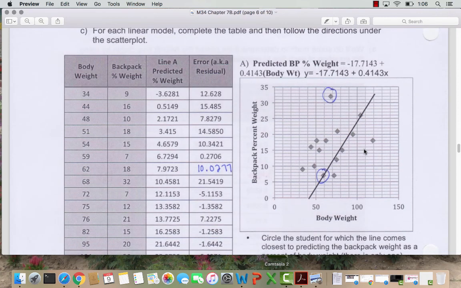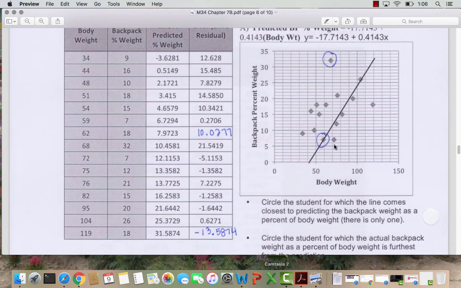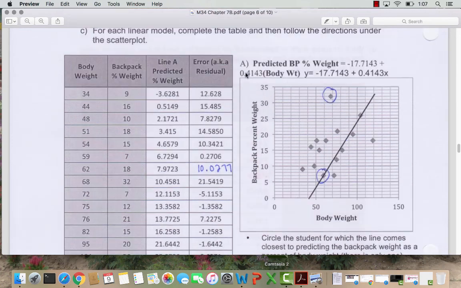So you can see here is line A again, going through our same scatterplot data. And we have circled the student the line comes closest to. And we have circled the student the line is furthest away from. And then for each of these students, we've taken their actual or observed data. Here's the line A predictions. And then we're finding the residual.